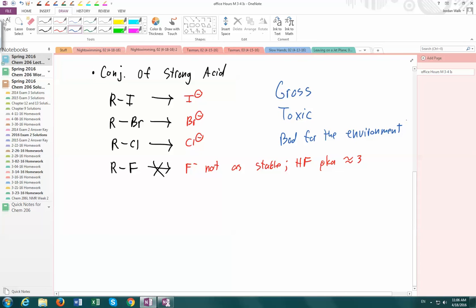It's not good for the world, and so a lot of time has been spent trying to develop new reactions that don't take advantage of halides, because again, you do this reaction, you end up with lots of halide waste, and then people dump it, and it's not good.